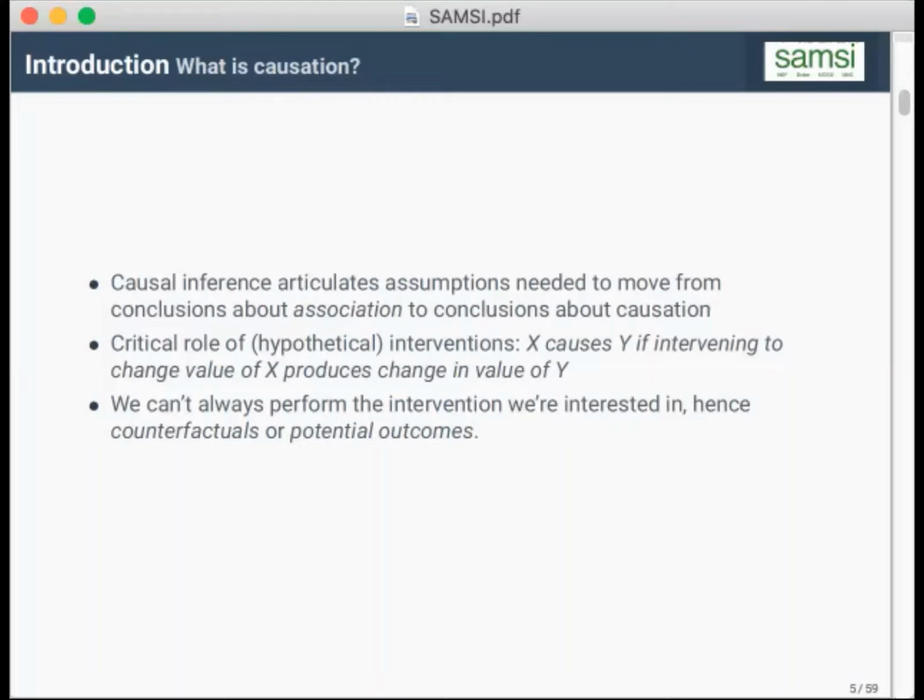And because we can't always actually go to the lab and perform the intervention that we're interested in an experimental context, we're going to have to define counterfactual variables or potential outcomes in order to talk about causality.